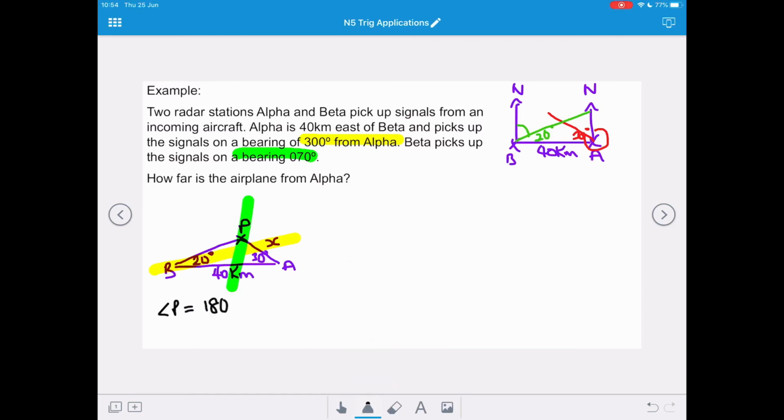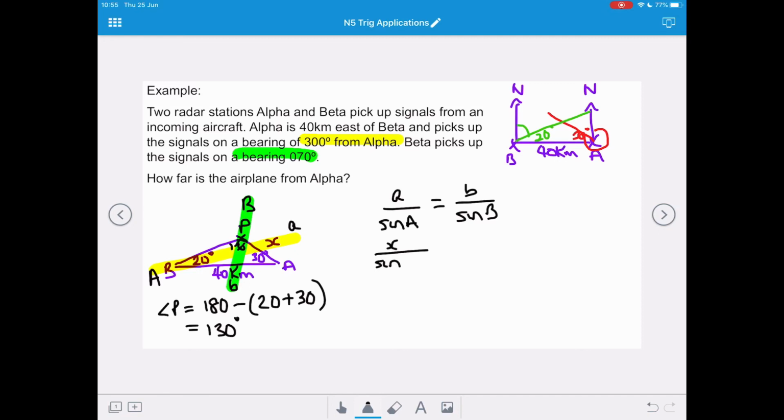So we're going to do 180, take away the sum of 20 plus 30, and that's going to give us an angle at P of 130 degrees. We want to mark that onto our sketch at angle P. Now our sine rule is in terms of A and B. So X is going to be A and 20 is going to be angle A, and 40 kilometers is going to be B, and our 130 is going to be angle B. So A over sine A equals B over sine B, and we're going to substitute that information in. So we're going to end up with X over the sine of 20 degrees equals 40 over the sine of 130.